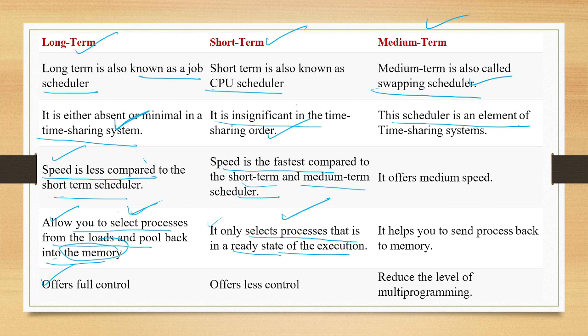This scheduler is an element of time sharing systems. It offers medium speed, right? It helps you to send a process back to memory, right? It is swapping, swap out of the process.